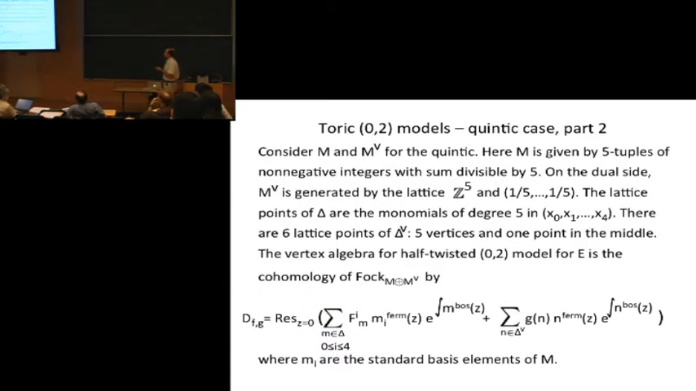You take the usual reflexive polytopes for the quintic and the dual, and then you write something that looks very similar. The differential looks very similar. The part that corresponds to the mirror, the G of N, is unchanged. Here, instead of just having M fermions, you have some other things that are linear in fermions.